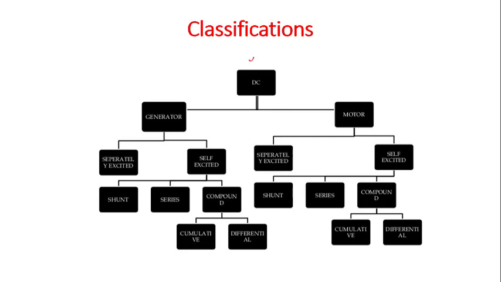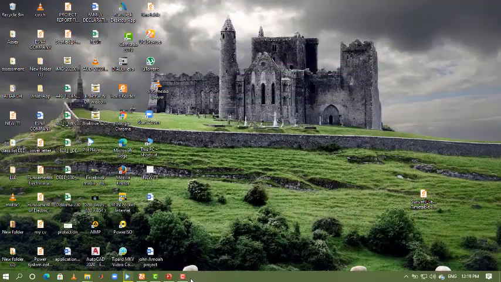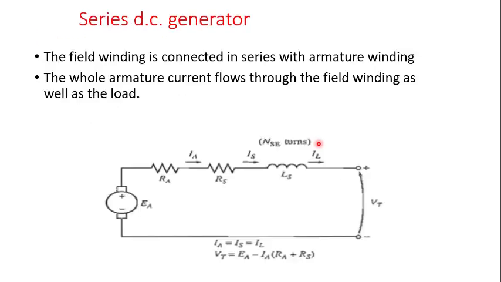And then from there, we went to the self-excited DC generators and we were able to discuss the shunt DC generator as an example of the self-excited DC generator. Today we are going to continue by looking at the various types of self-excited DC generators. So the next self-excited generator we're going to look at is the series generator.